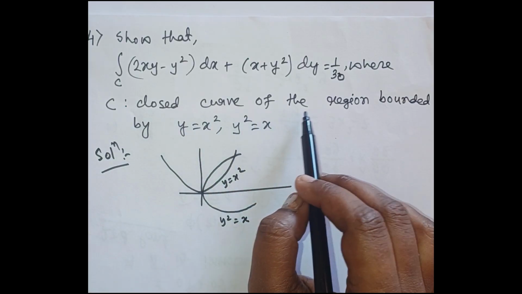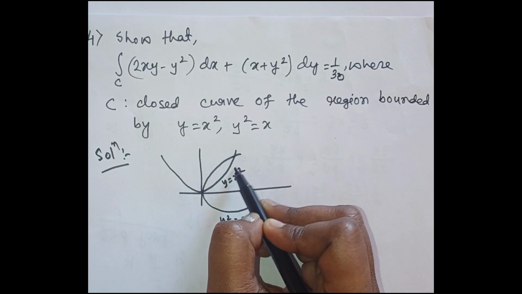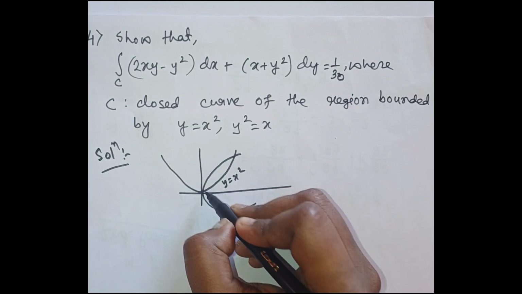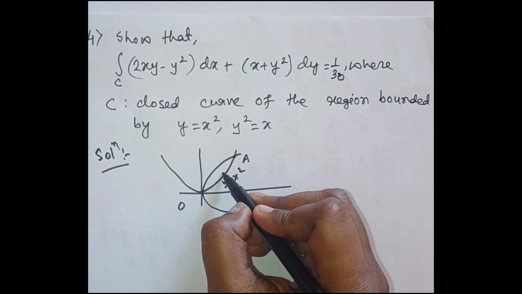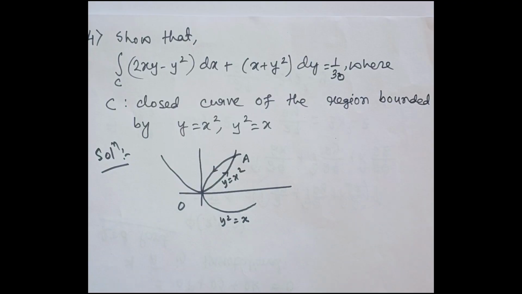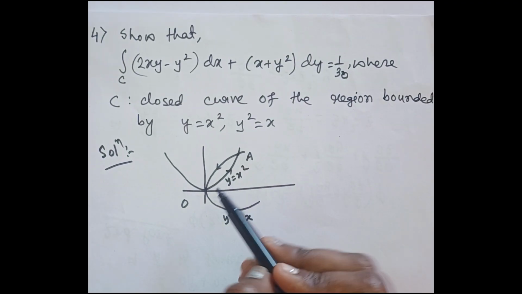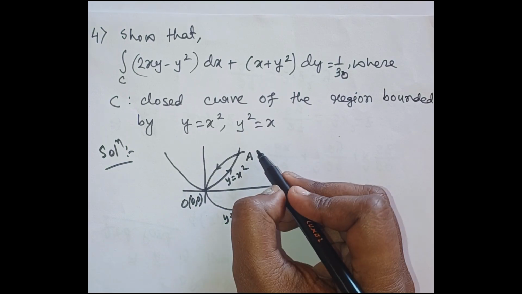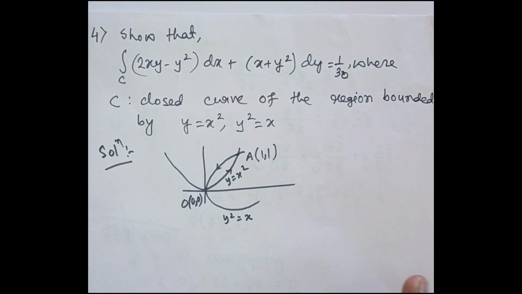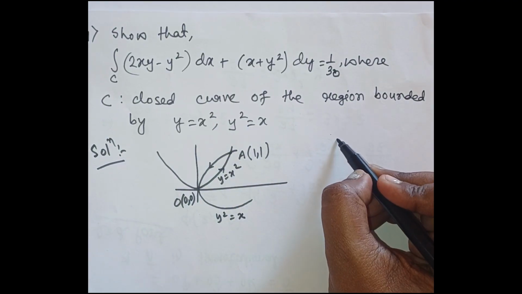Now the closed curve of the region bounded by these two, that means this curve going from here and coming from there. So the points are actually O and A. O is 0, 0 and A is 1, 1. We are going from O to A and then A to O. So O is the origin 0, 0 and A is 1, 1. These are the points of intersection of these two curves, where we are going O to A and then coming from A to O. So how do we find this point of intersection?